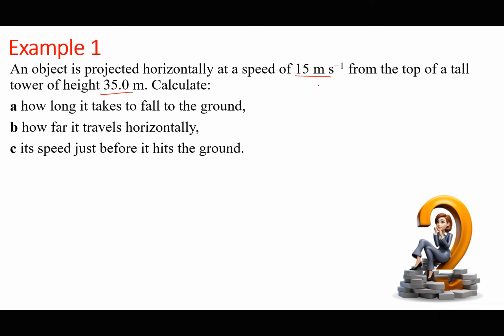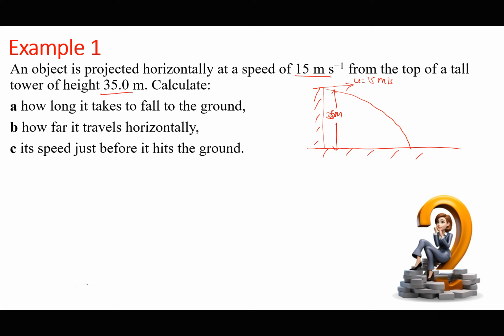So let's say an object is projected from the top of a tower. Let this be the tower. And the object is projected horizontally initially with an initial speed of 15 meters per second. And the tower is at a height of 35 meters. From the top of a tall tower of height 35 meters, calculate how long it takes to fall to the ground. So let's say this is the ground. Of course, the path followed is going to be of that nature.